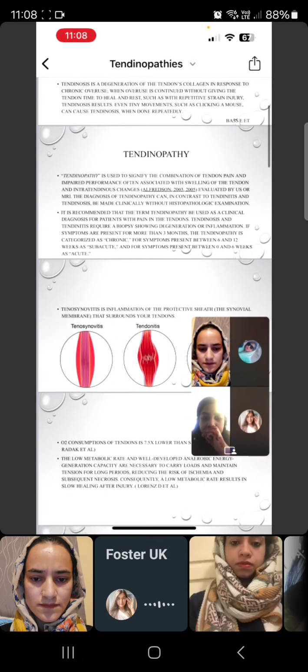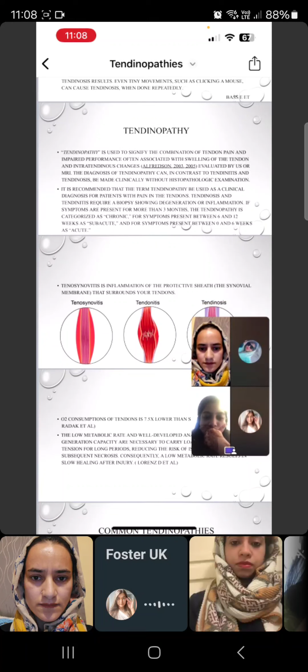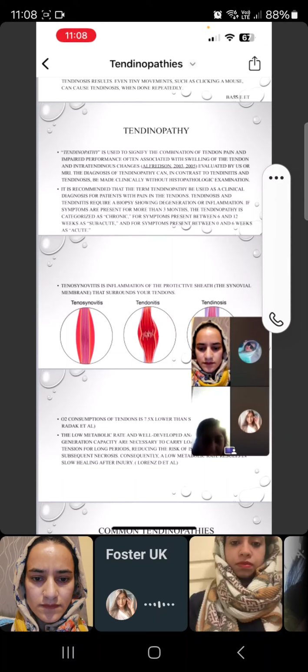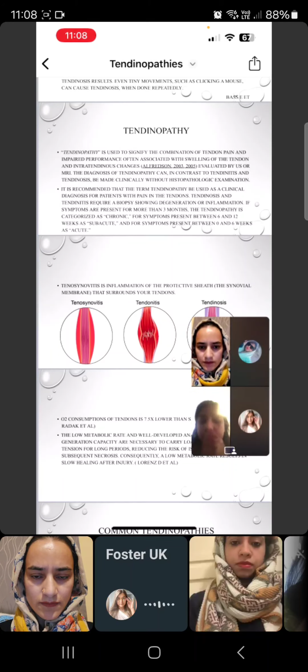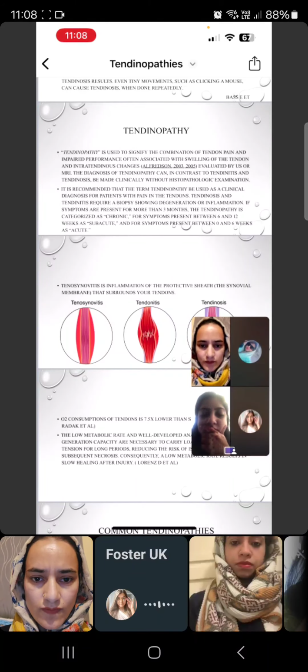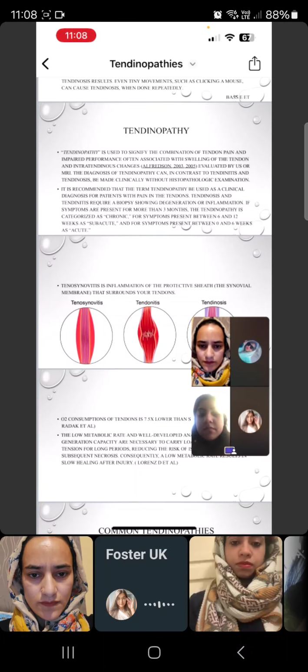I've written separately about tendinopathy. Tendinopathy is used to signify the combination of tendon pain and impaired performance, often associated with swelling of the tendon and intratendinous changes. Alfredson was the one I've taken this definition from, from Alfredson's study. He evaluated by ultrasound or MRI. So when it is seen in ultrasound and MRI, those are the physiological changes in the tendon's structure that result in tendinopathy.